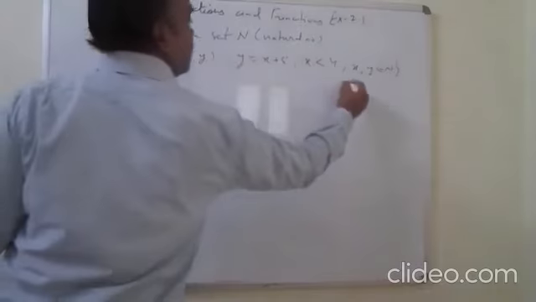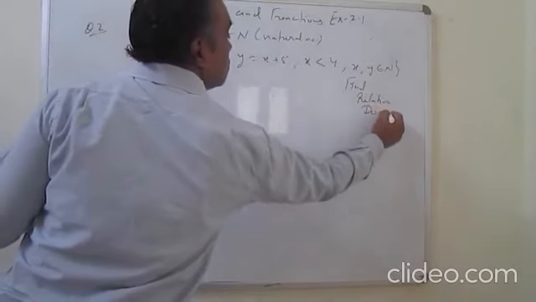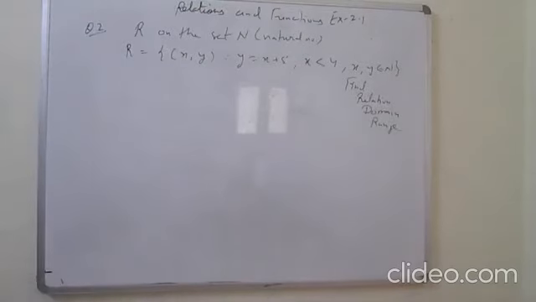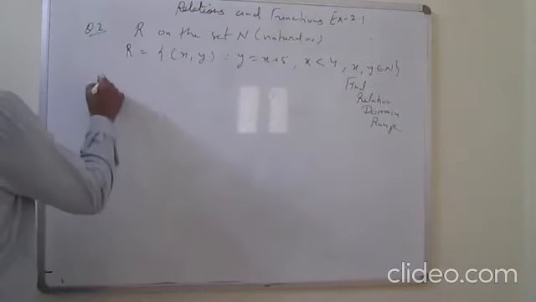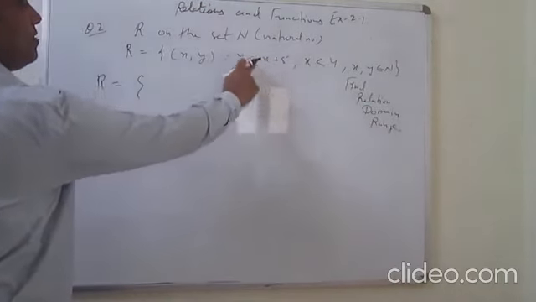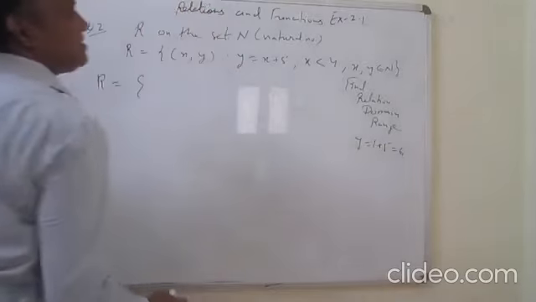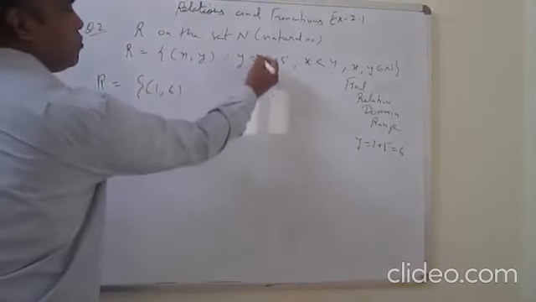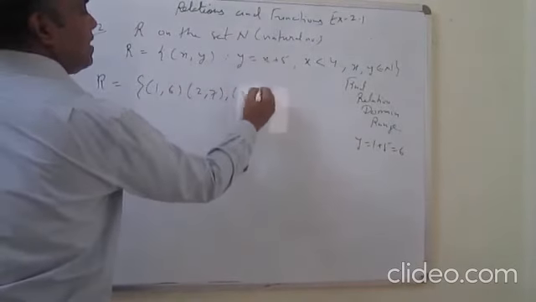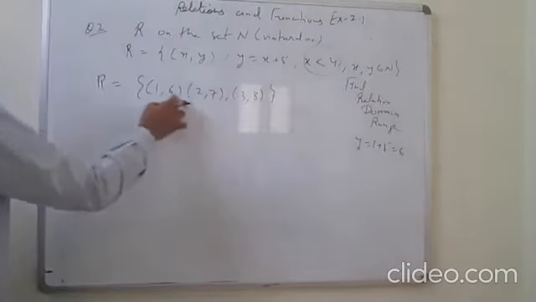You have to find the relation, domain and range. So x is less than 4. So what is the relation? If I put x is equal to 1, then y is 1 plus 5, which is 6. So 1 comma 6. If I put 2, then y is 7. If I put 3, then y is 8. So x is less than 4. So this is the relation.